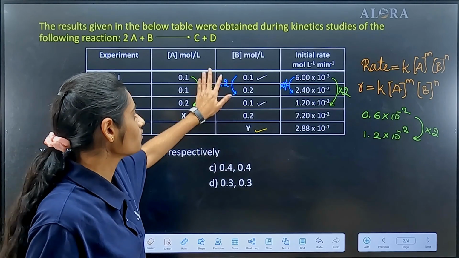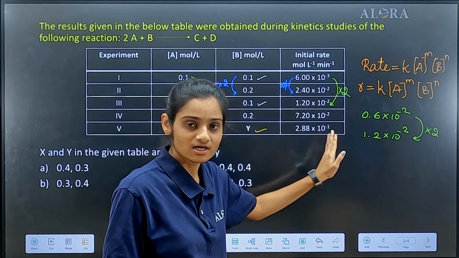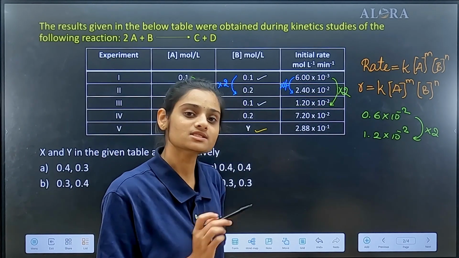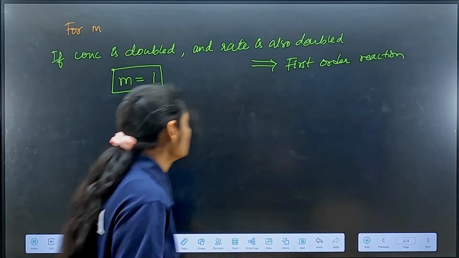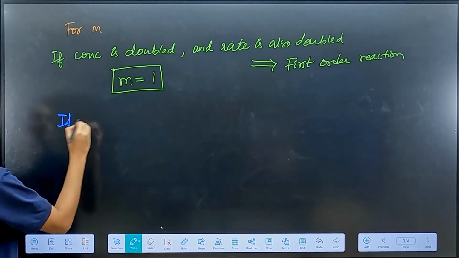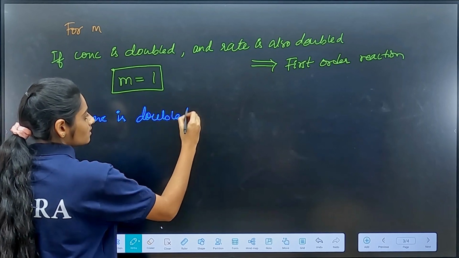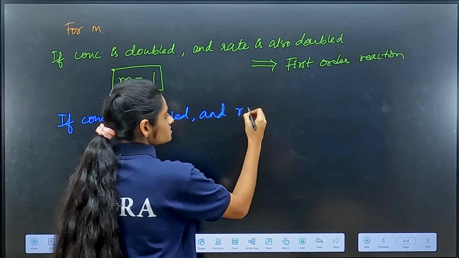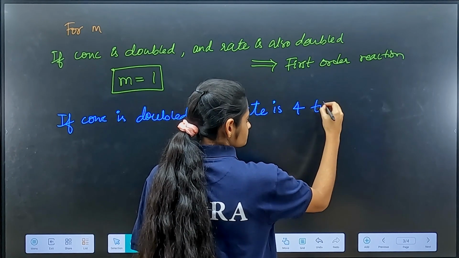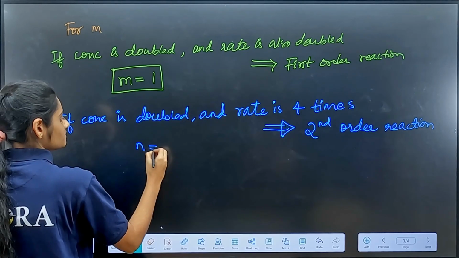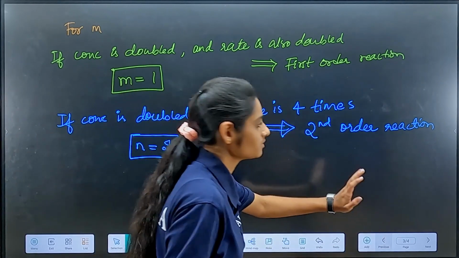So whenever the concentration is doubled and accordingly the initial rate is multiplied 4 times, then the order of the reaction will always be 2. So how do I write here? If concentration is doubled and the rate is 4 times, the rate is doubled, the rate is 4 times, so n will be equal to 2. So now we got what the orders will be.